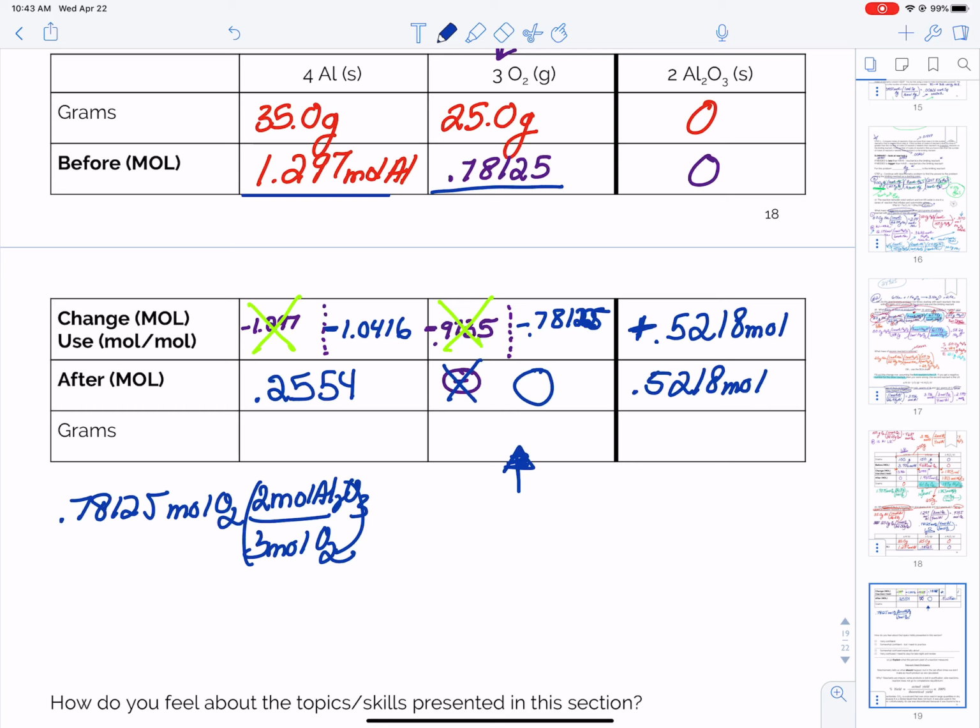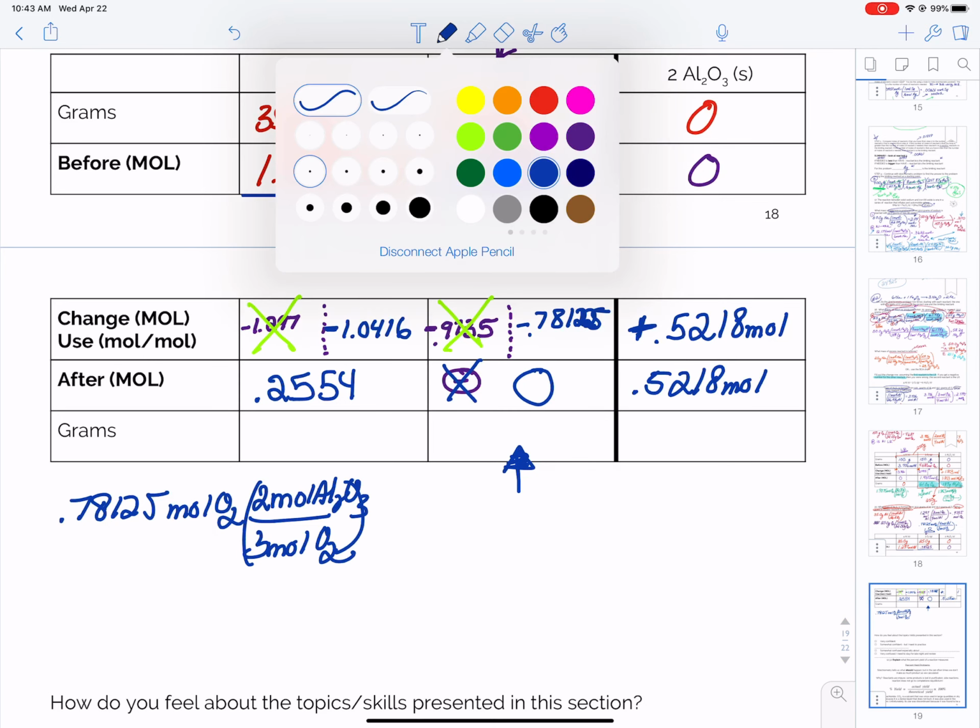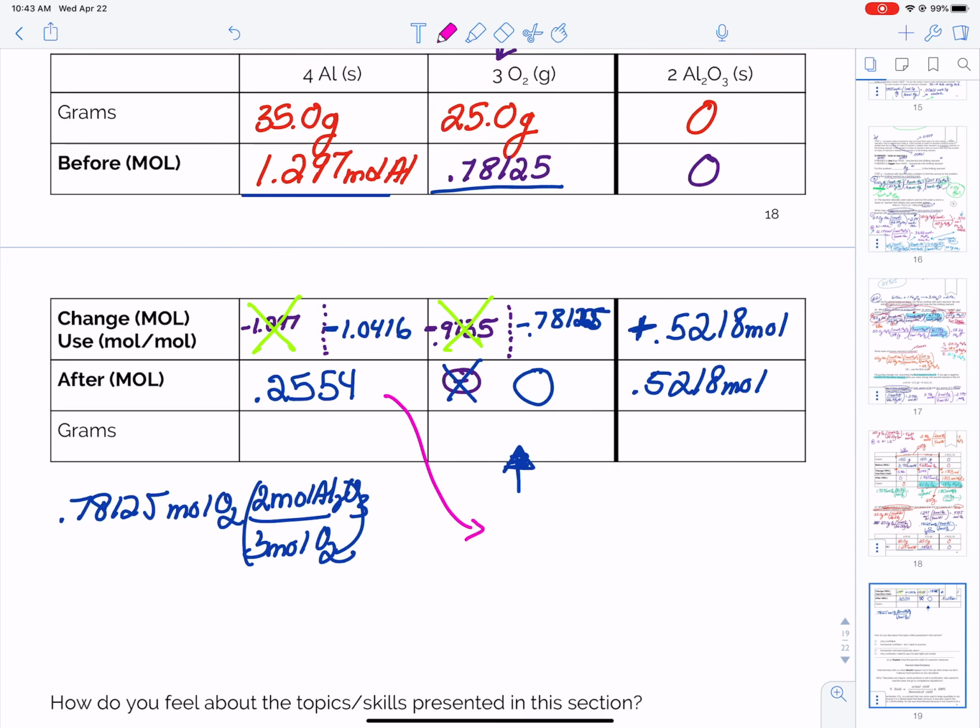And if I take 0 plus 0.5218, I'm going to wind up with 0.5218 moles of Al2O3. Now convert those back to grams by using their molar masses. Convert this guy back to grams. So 0.2554, that's moles of aluminum, 1 mole of aluminum is 26.98 grams. And what does that equal? 6.89. So this is 6.89 grams of aluminum left over. I'm going to have no oxygen at the end because that was my limiting reactant.